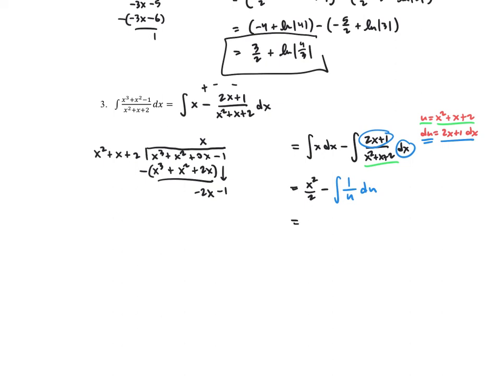Okay, so I would get x squared over 2 minus the natural log of the absolute value of u, which is x squared plus x plus 2. That is an awesome example of how to use both the substitution technique as well as just some long division work. Okay, let's look at the next slide.